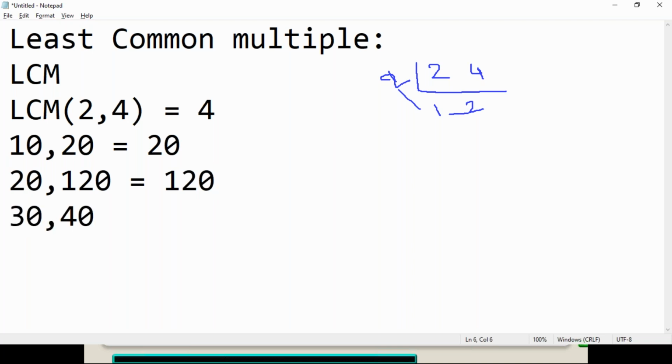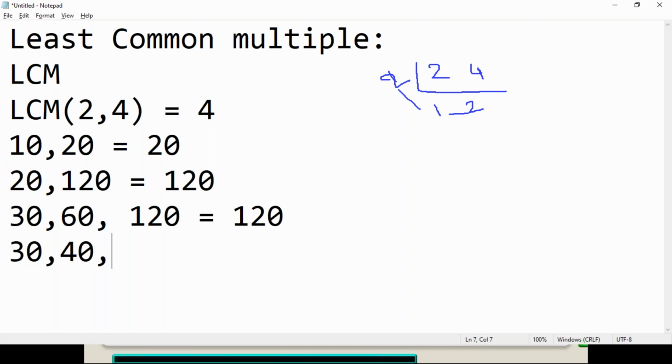30, 40. If they give 30, 40, then you have to go with the method. If they give 30, 60, no need to go with the method: 60. Understood all of you? If they give 30, 60, 120, directly 120 is a multiple of 30 and 120 is a multiple of 60. Yes, directly 120 is the answer.